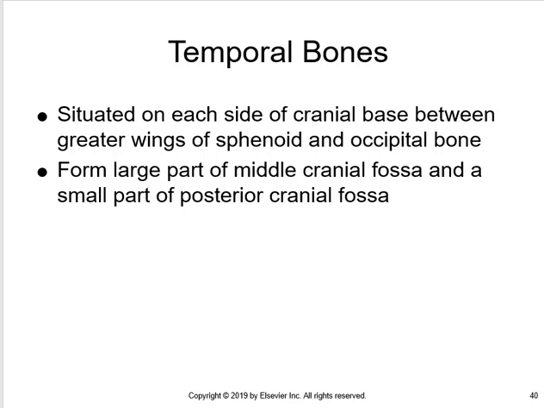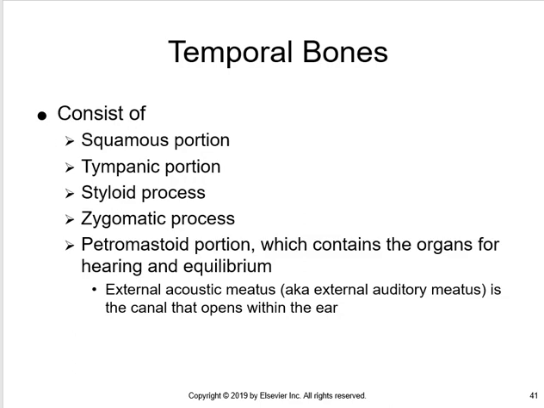You have two temporal bones, one on either side of the cranial base between the greater wings of the sphenoid bone and the occipital bone. They form a large part of the middle cranial fossa and a small portion of the posterior cranial fossa. They've got a lot of features that we have to consider. Some are internal, some are external.